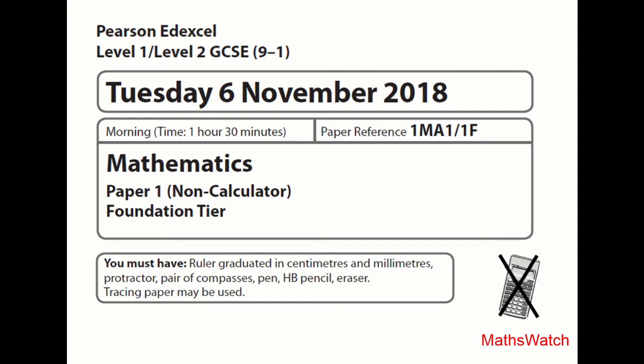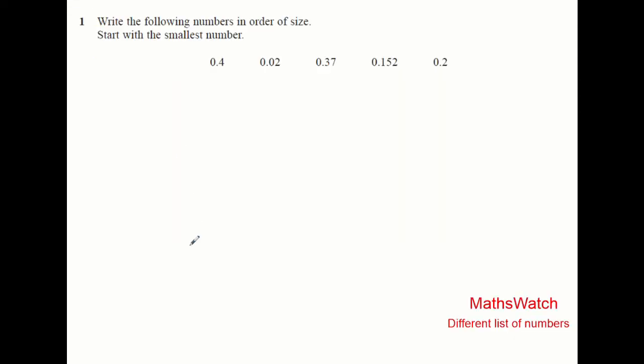Let's begin. Question 1. Write the following numbers in order of size. Start with the smallest number. So we've got 5 decimals, and these need to be placed in order of size starting with the smallest. Now the easiest way to do this is to make all the decimals the same length so you can compare them easily. So the longest of these decimals is 0.152, which has 3 decimal places.